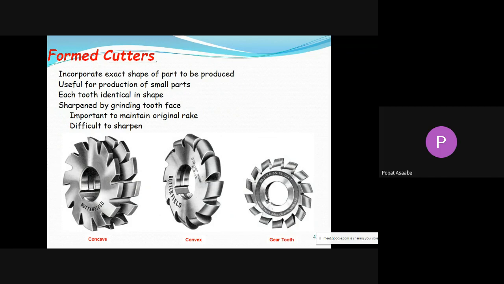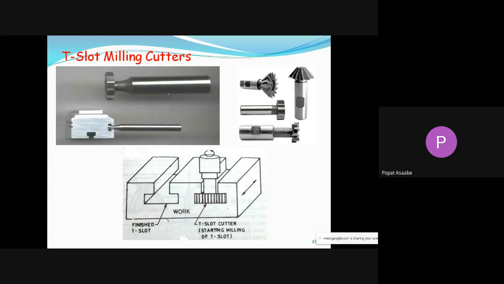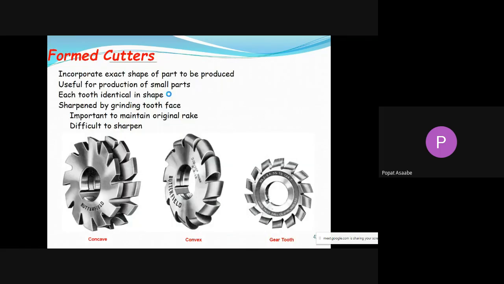Then the form cutter. Where can we use the form cutter? Yes, to produce a concave shape on the workpiece, that time we can use this form type milling cutter. See, this is the form type milling cutter. Then the T slot milling cutter. See, this is the T slot milling cutter. This type of milling cutter is generally used to produce the T slot on the workpiece.